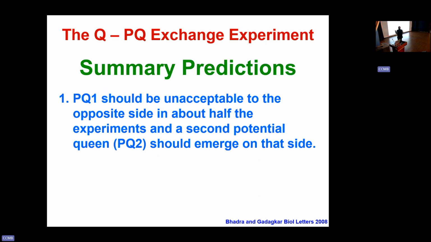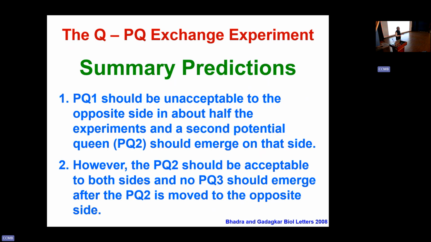First, the first potential queen should be unacceptable to the opposite side in about half the experiments. And a second one should emerge in those experiments. However, there should never be a third potential queen. The second potential queen should always be accepted by both sides. There should never be three contenders to the throne if you cut a nest in half. These are our predictions.